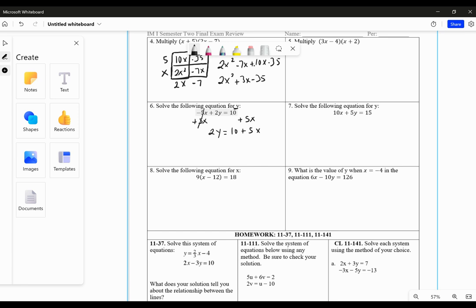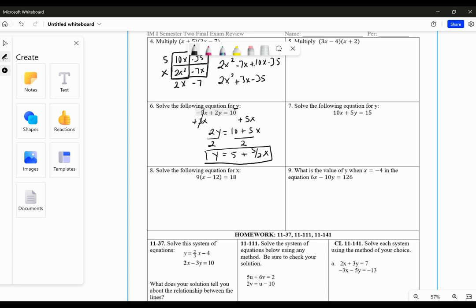All right, my last part. Now I want y by itself. I'm going to divide both sides by 2. y is equal to 10 divided by 2, which is 5, plus 5 divided by 2, well, that's 5 halves x. This is my answer: y is equal to 5 plus 5 halves x. I just solved the equation for y.